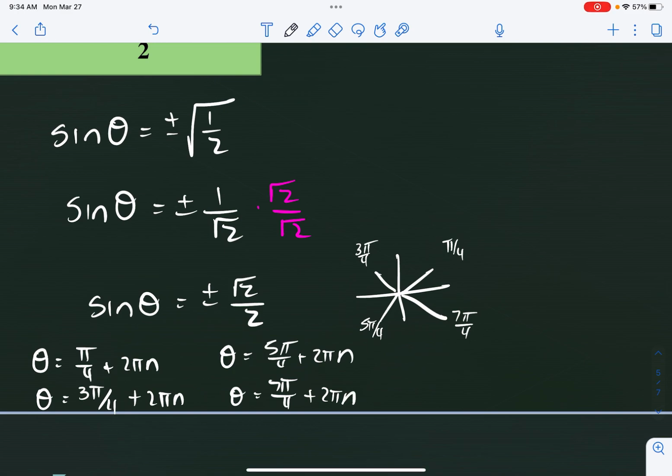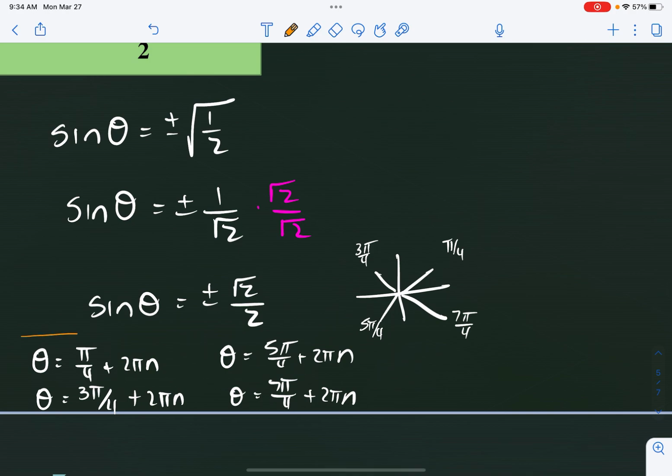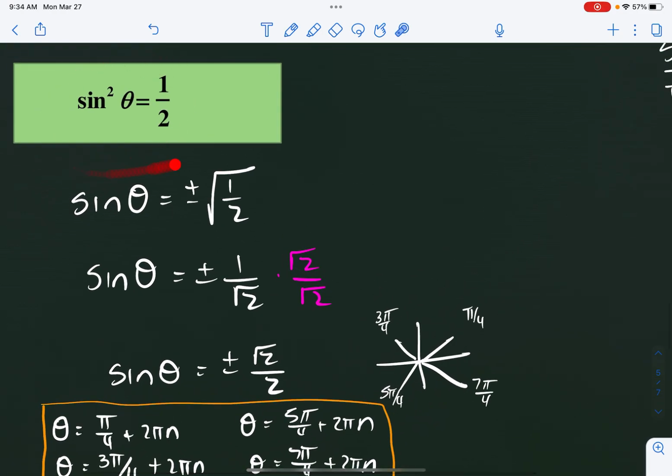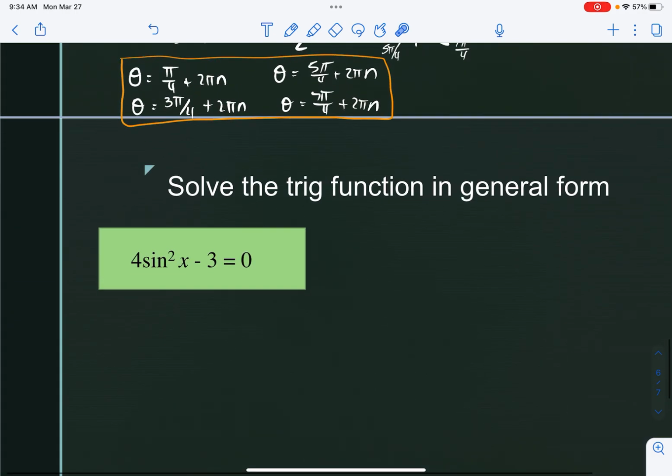Now, there is a shorter way to write this, but for right now, I do want you to write all of these because it's going to make it easier for us. And that would be the answer. That's all of the angles that would be a solution to this equation. Okay, let's try the next one here.